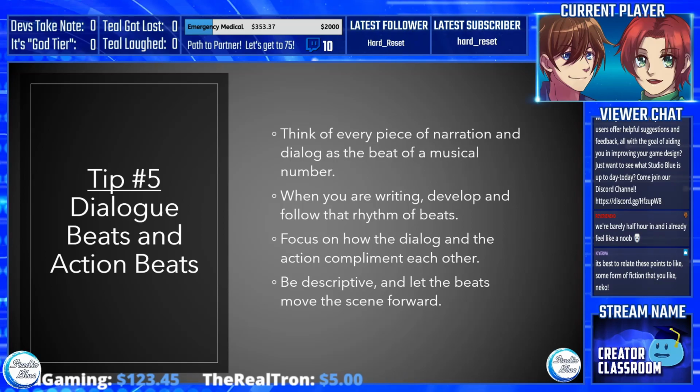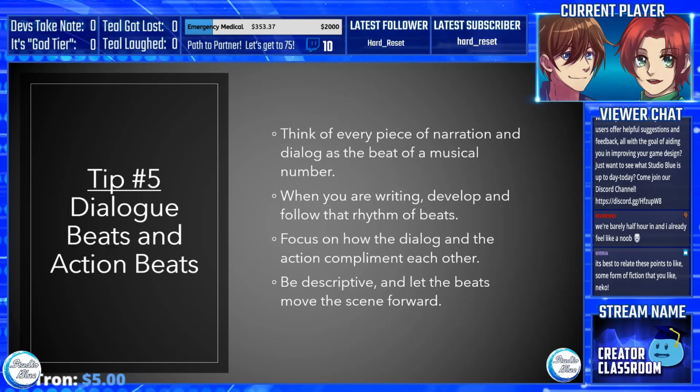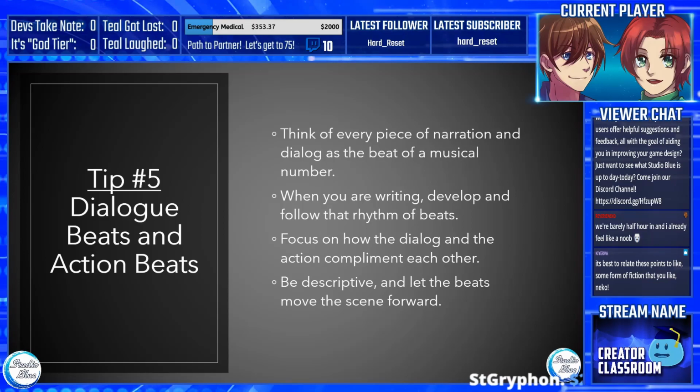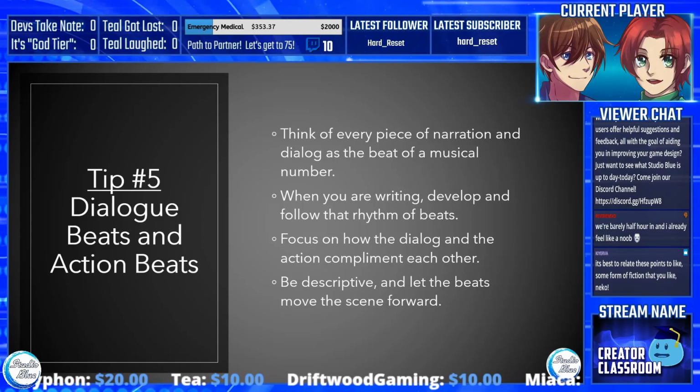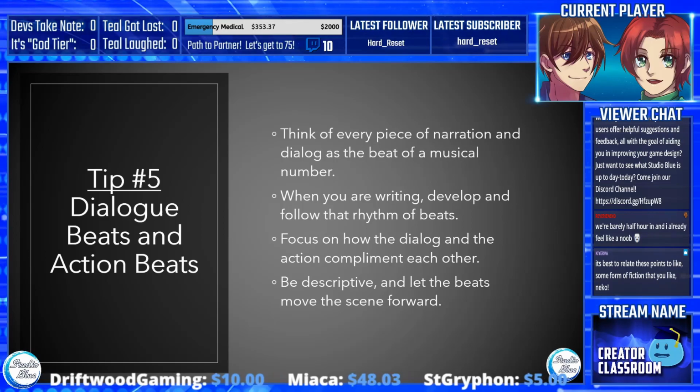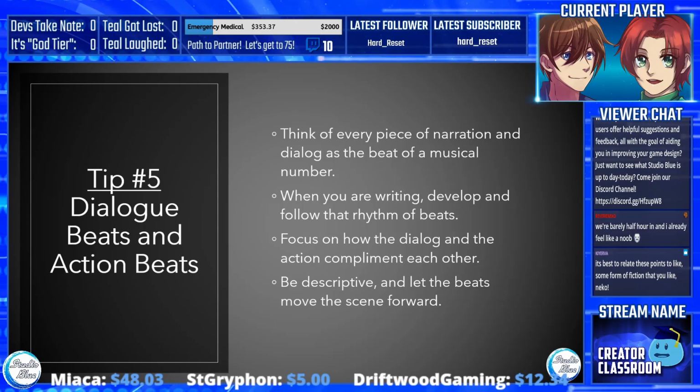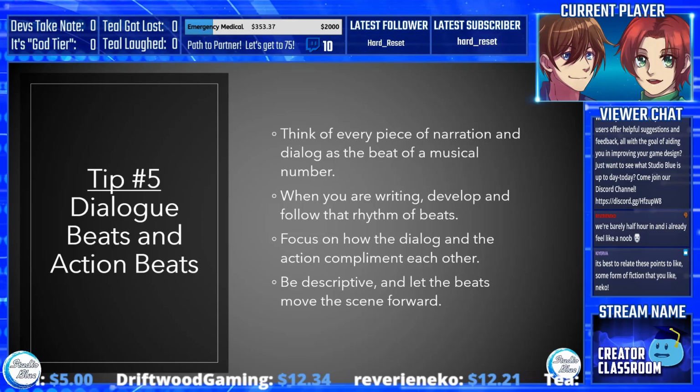Focus on how the dialogue and the actions complement each other. So that talks about how dialogue and action complement. I mentioned that earlier. That is the best way to develop your dialogue and action beats. How does me saying I want an apple complement me getting up to get my shoes on? How does Teal putting down her book complement her entering the conversation? Those are the things that as a writer you need to be thinking about, along with, how is my character developing? How is my story flowing?